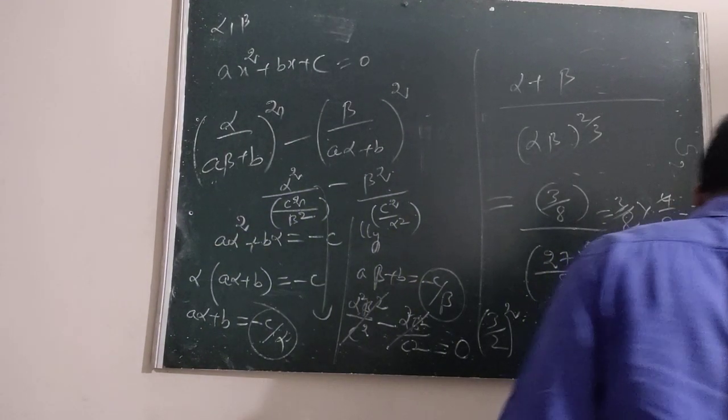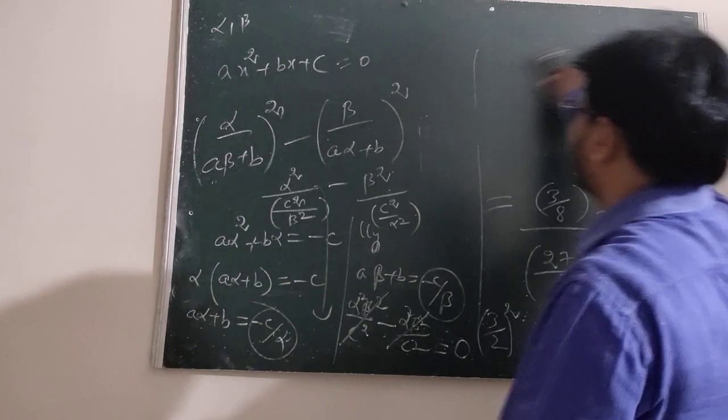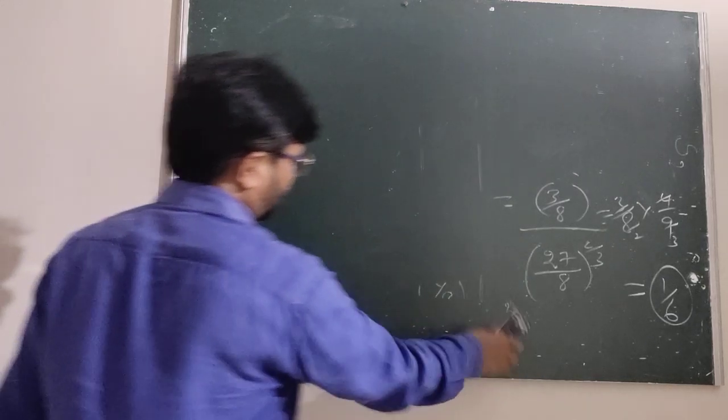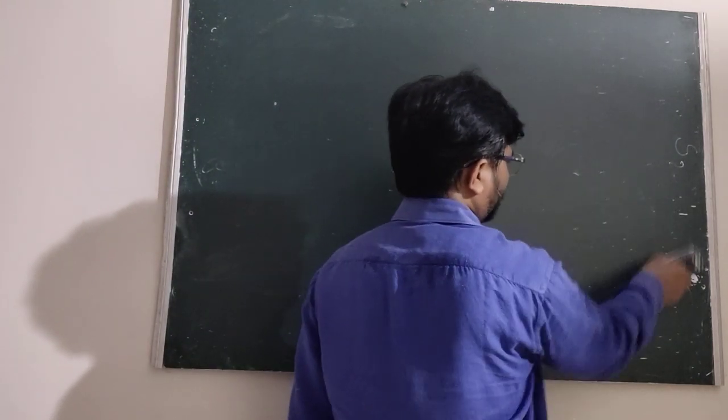Now another one. The ratio of the two roots of the equation is equal to the ratio of the roots of another quadratic equation.